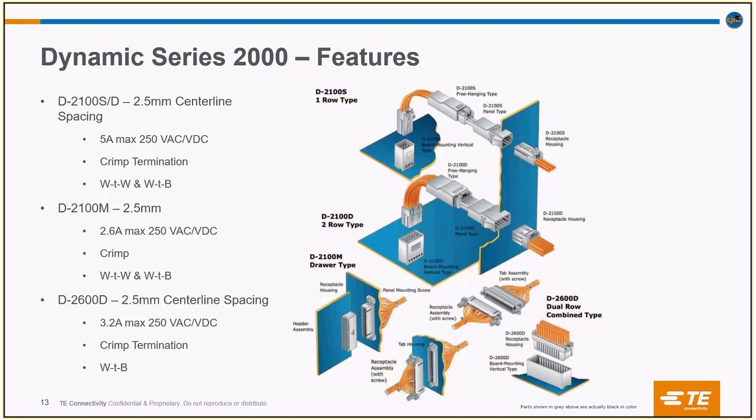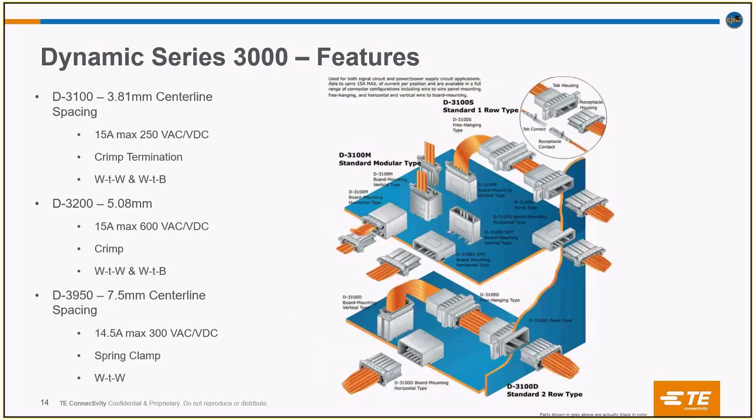Next, it's the D series 3000, which is very commonly asked. We have the 3100, 3200, 3950 as of now on this page. If you see, the current carrying capacity has increased from the other series. It's 15 amp for the 3100 and 3200 and 14.5 amp for the 3950.